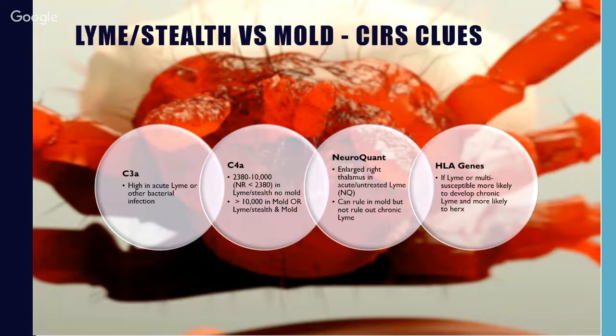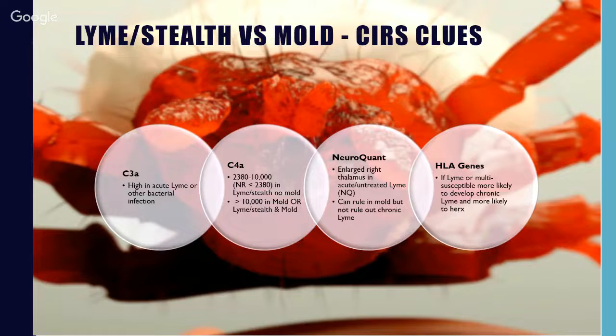So basically, the NeuroQuant is a quantitative volumetric measurement of different structures in the brain based on an MRI. And there are very unique, specific changes that Dr. Shoemaker has identified with mold illness. Typically you see enlargement and swelling of the forebrain and the cortical gray matter. The caudate typically will atrophy. With Lyme, the right thalamus typically is enlarged.